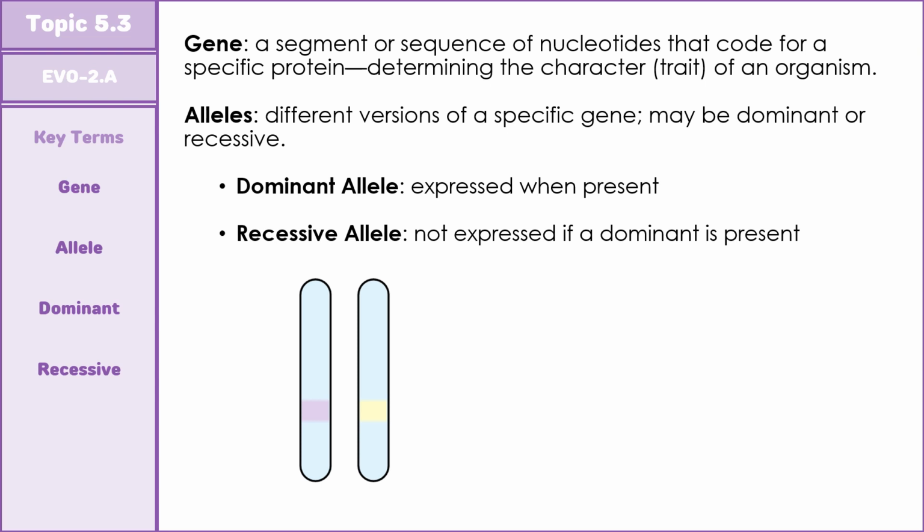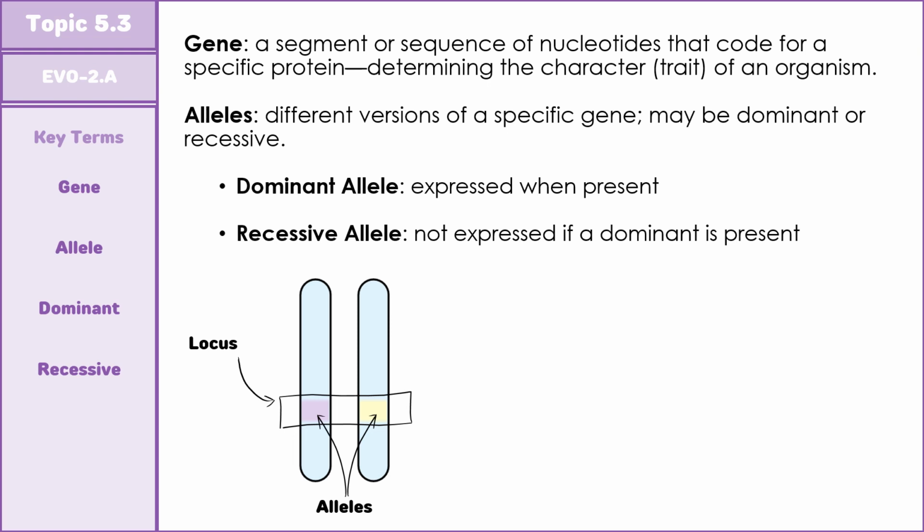Now, when it comes to genes, genes are located at a specific point along our chromosome, and we are going to call that the locus. So if we were to look at 2 homologous chromosomes, the gene for the same character would be located at the same locus between the 2. Now, we do not just have one gene, otherwise everyone would look the same. So what we do have is different versions of a specific gene that we call alleles.